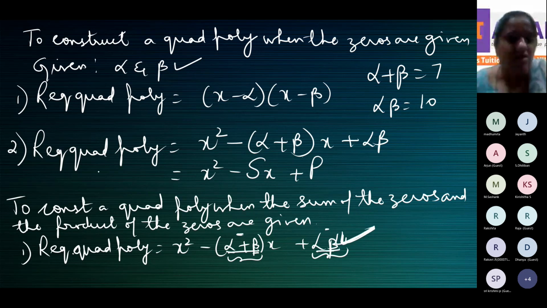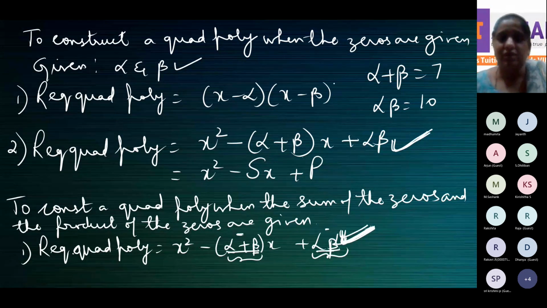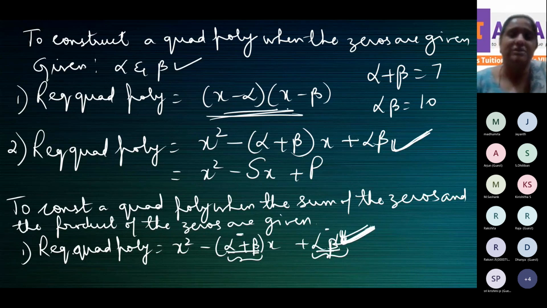So this one is when anything is given, whether the sum and product or the zeros are given, you can use this one. This you use when alpha and beta are given to you. That is, when the zeros are given to you.